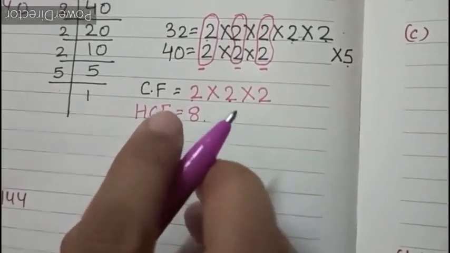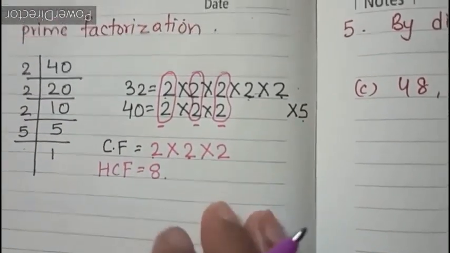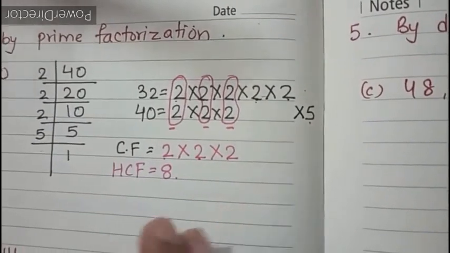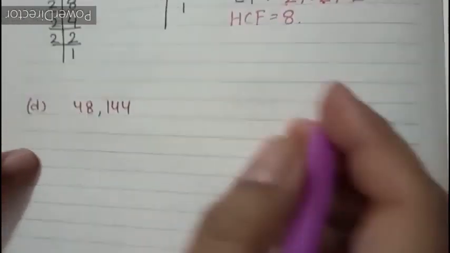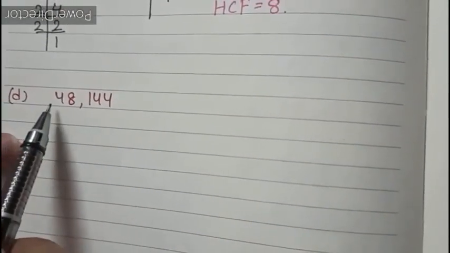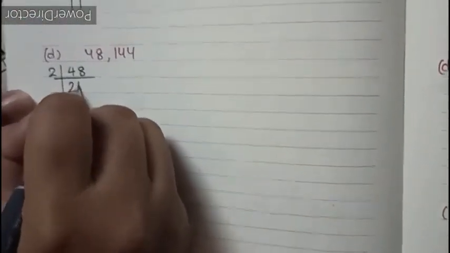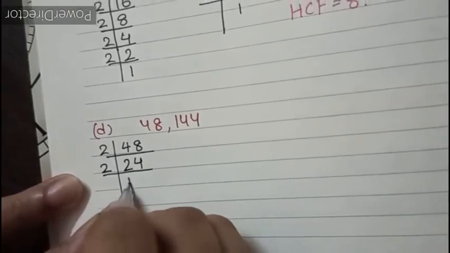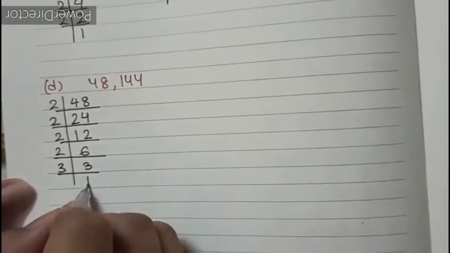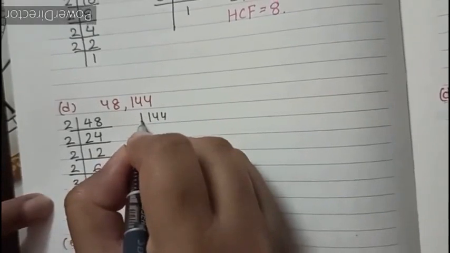So this way children, we do the prime factorization and find the HCF. Let's try a few more examples. So first, here we have two numbers, 48 and 144. First we will do prime factorization of 48. This is 2 24s are 48, then 2 12s are 24, 2 6s are 12, 2 3s are 6 and 3 1s are 3. Now we'll try with 144.